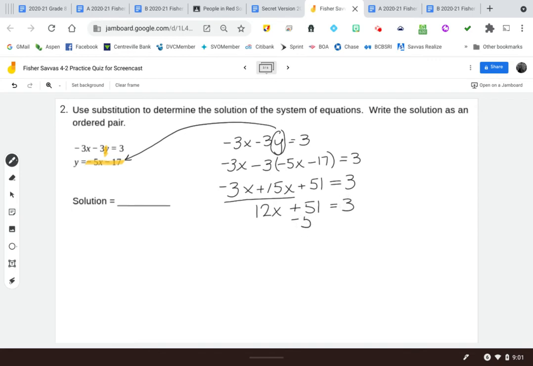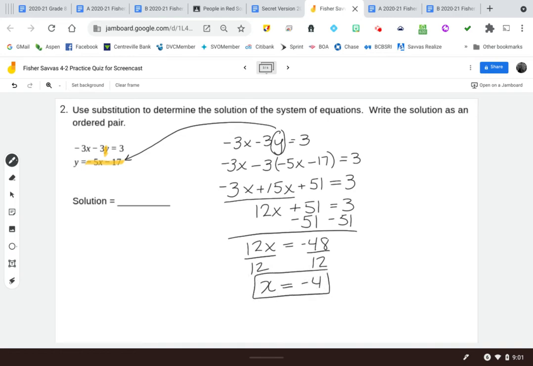From here, I'm going to subtract 51 from both sides. So I have 12x is equal to negative 48. And then my last step is to divide by 12. And I end up with x is equal to negative 4. Again, you have to be careful with your signs. All right, I still need to figure out what my y value is. So the easiest equation is the bottom equation because I have y equals negative 5x minus 17.